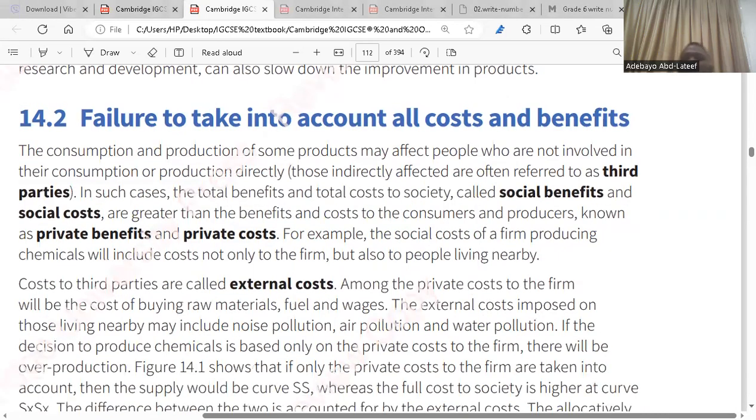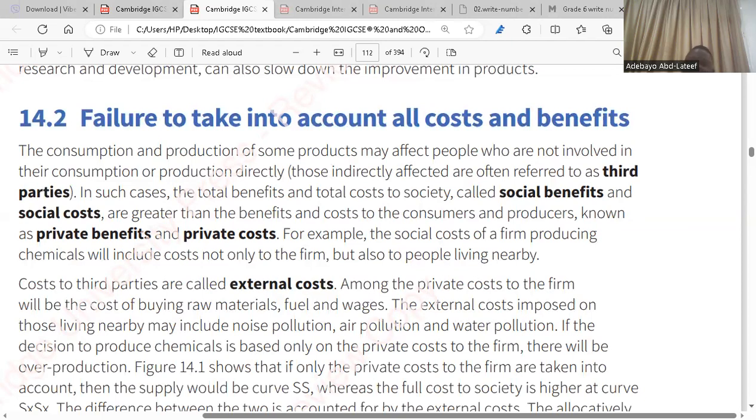Failure to take into account all costs and benefits. The consumption and production of some products may affect people who are not involved in their consumption or production directly. Those indirectly affected are often referred to as third parties. In such cases, the total benefits and total costs to society, called social benefits and social costs, are greater than the benefits and costs to the consumers and producers, known as private benefits and private costs. For example, the social cost of a firm producing chemicals will include costs not only to the firm, but also to people living nearby.